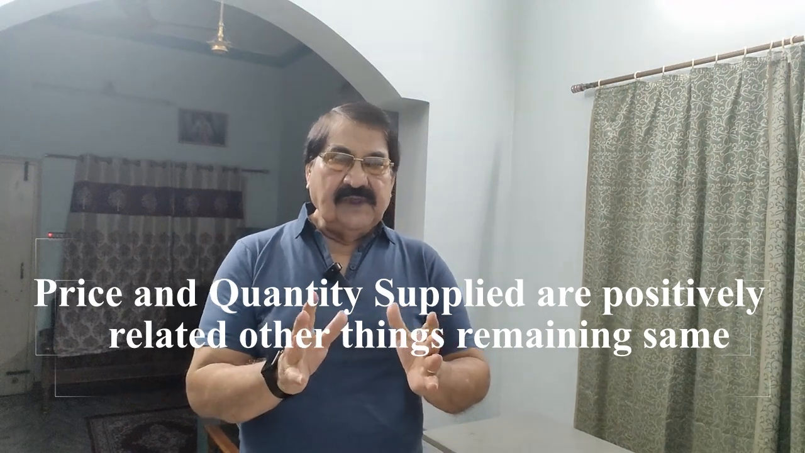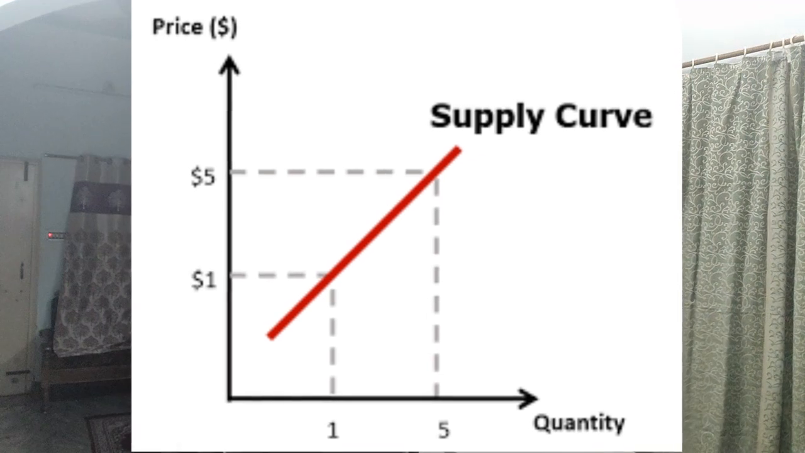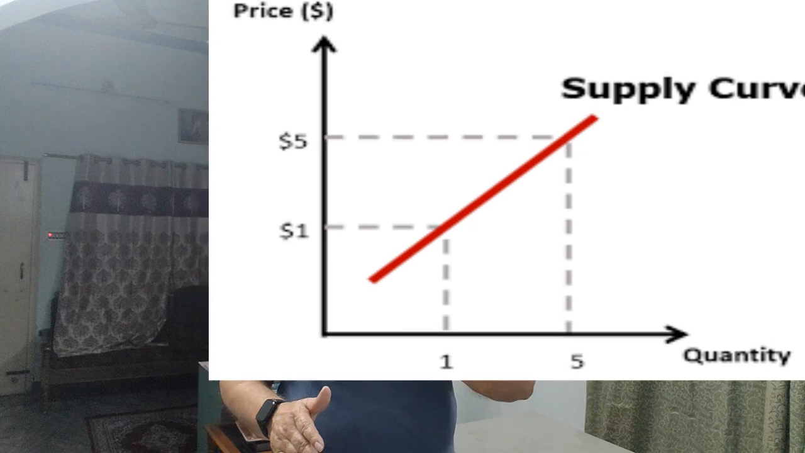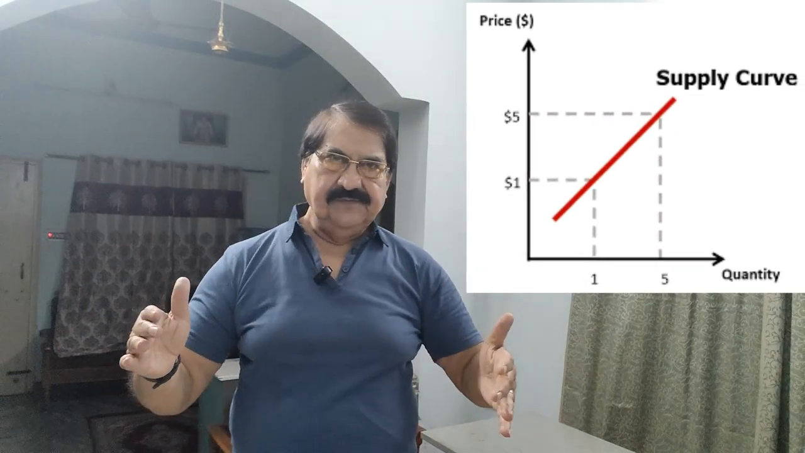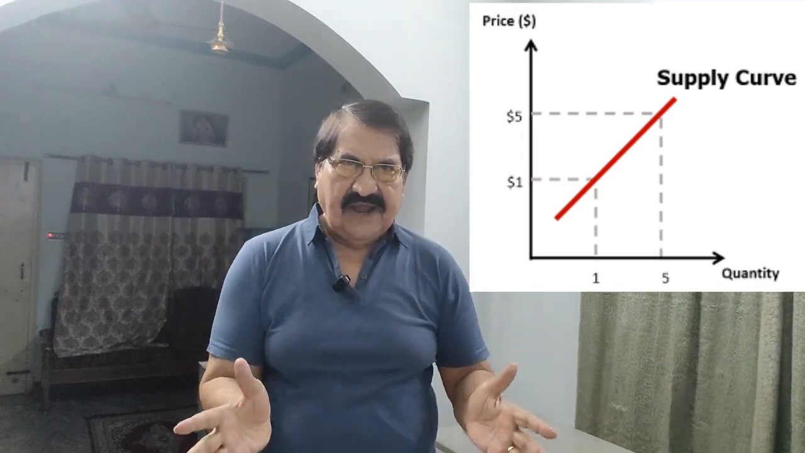If we show it through a graphical representation, if we show the supply curve, then it will be upward sloping in nature, indicating a positive relationship between price and quantity supplied.